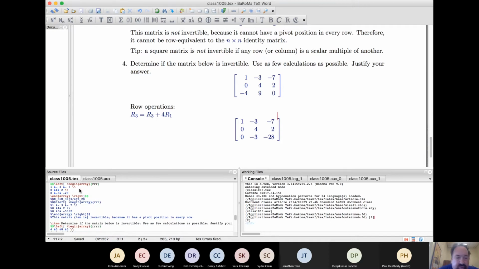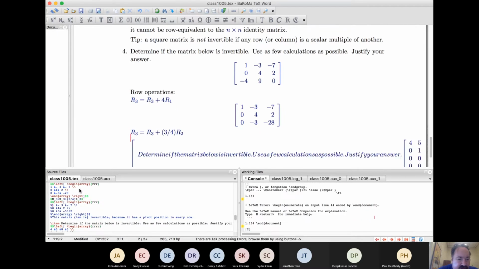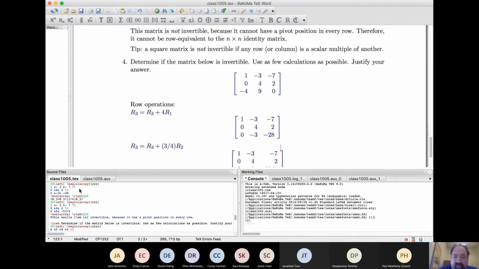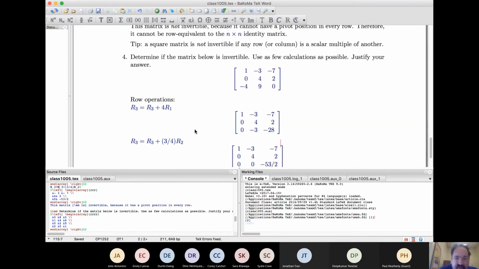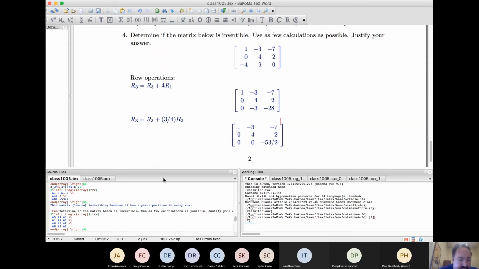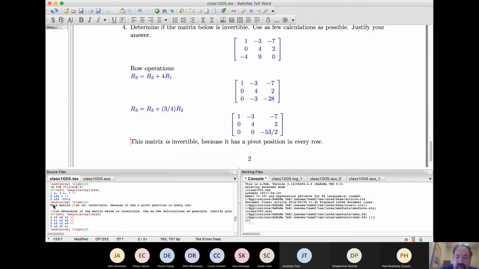Now go ahead and perform the last row operation anyway. The numbers are not going to be so nice this time. We get a -53/2 there, but in any case, because it's non-zero, we do have a pivot position in every row. So we're done with that. We know that it is invertible.